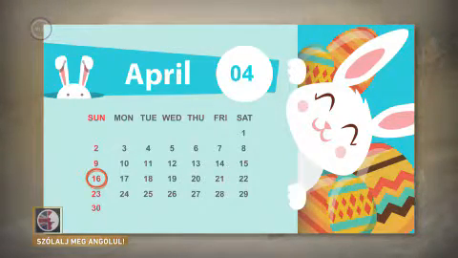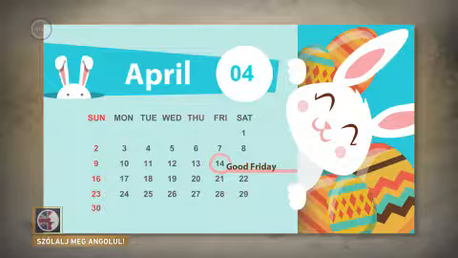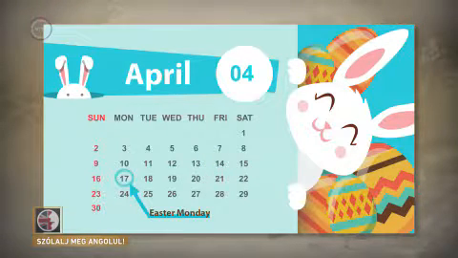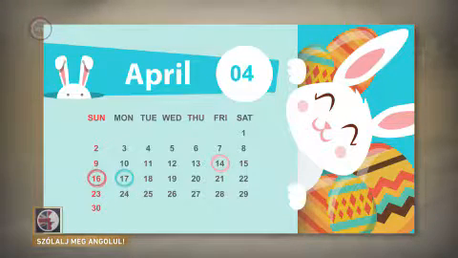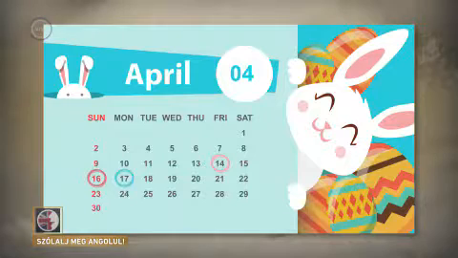Okay, so we know when Easter Sunday is, but what about the other days connected to Easter? What are the other days? Well, 2 days before Easter Sunday, we celebrate Good Friday. And the day after Easter Sunday is Easter Monday. In Britain, for example, these are the 3 big days connected to Easter. Both Good Friday and Easter Monday are bank holidays in the UK, for example.